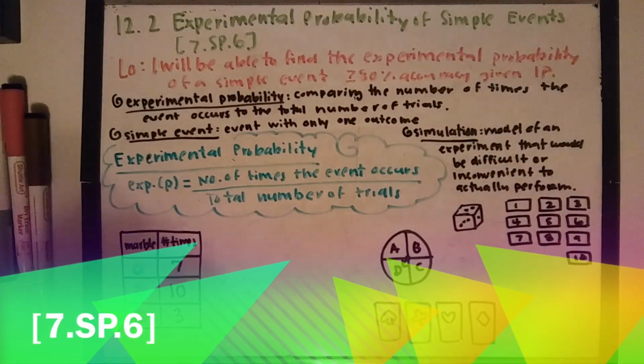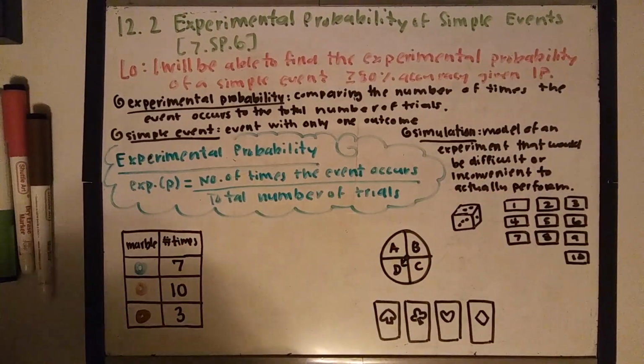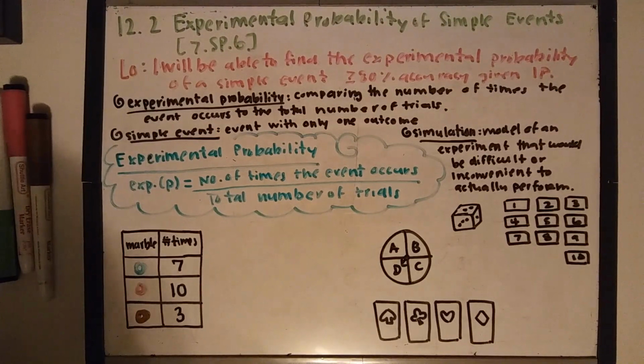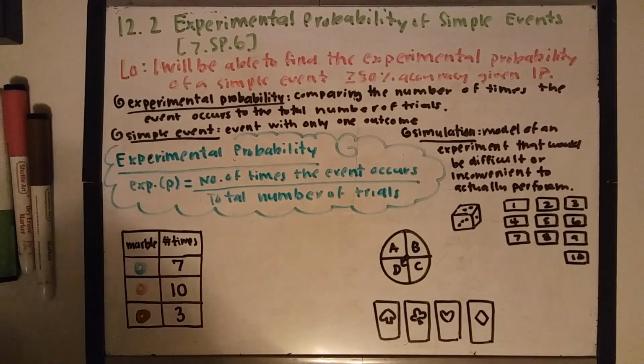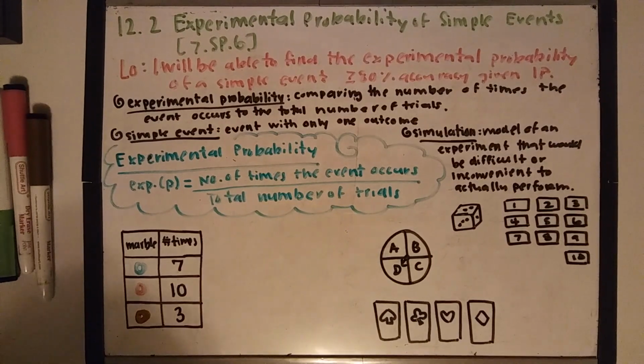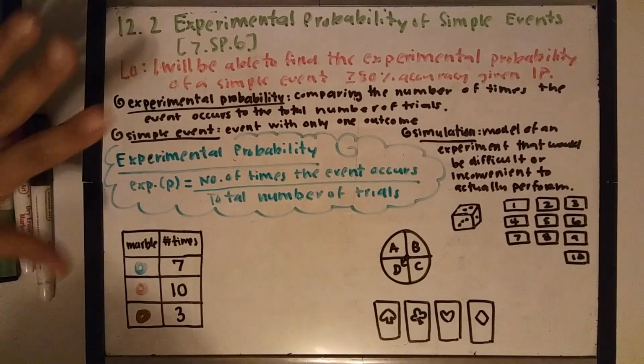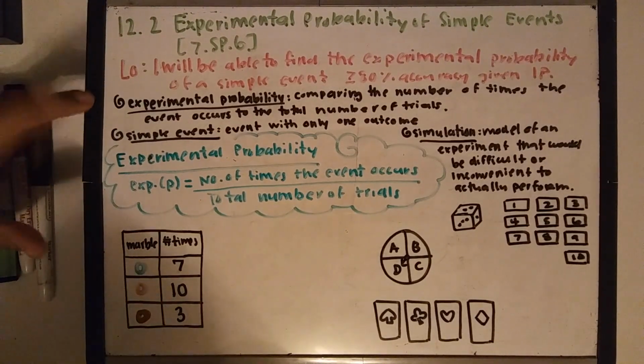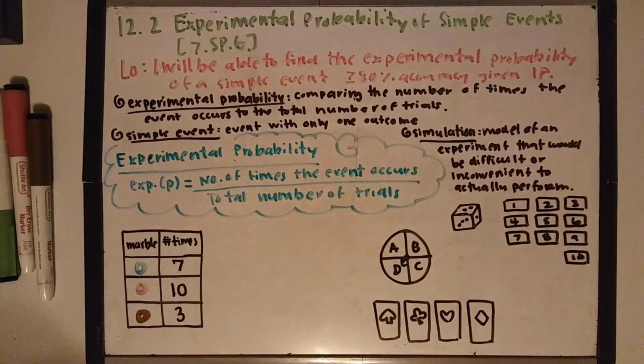Okay, so this is 12.2, experimental probability of simple events. The standard and objective is to be able to find experimental probability with at least 80% accuracy with the given practice of a simple event. There are 3 vocabulary words.